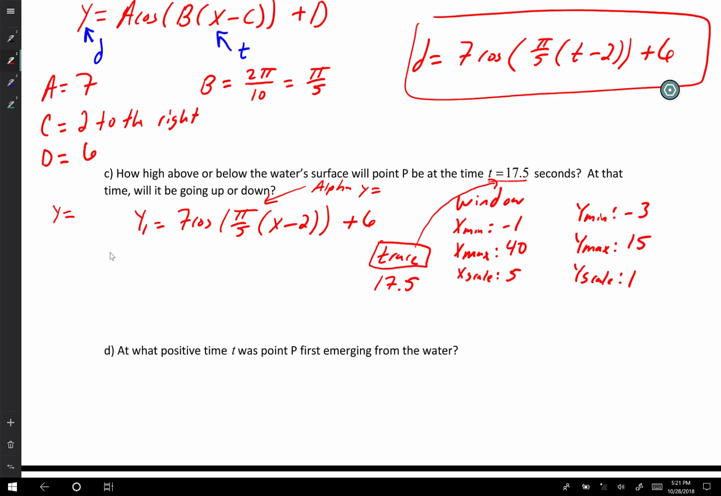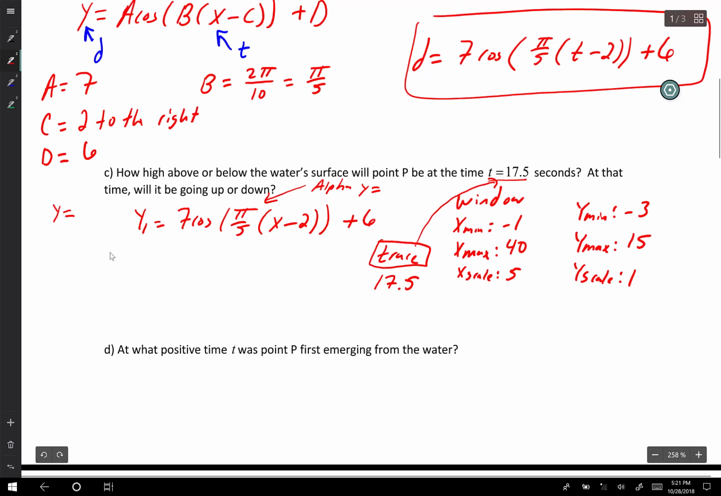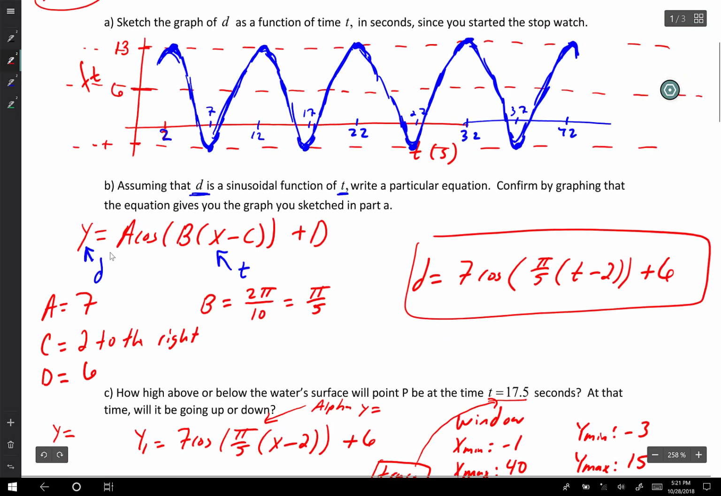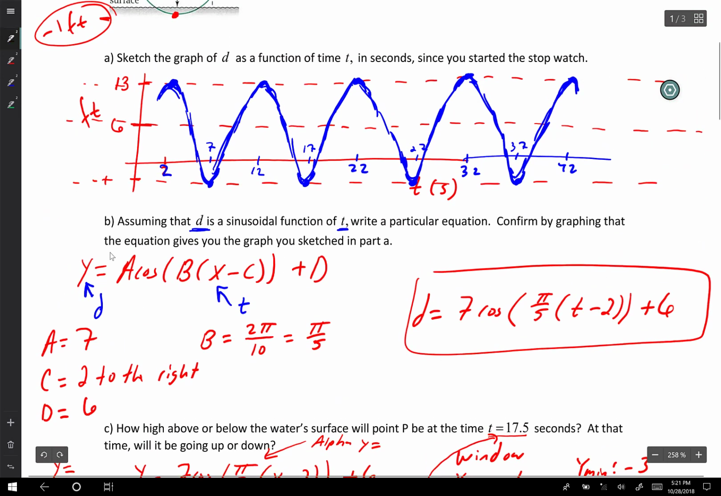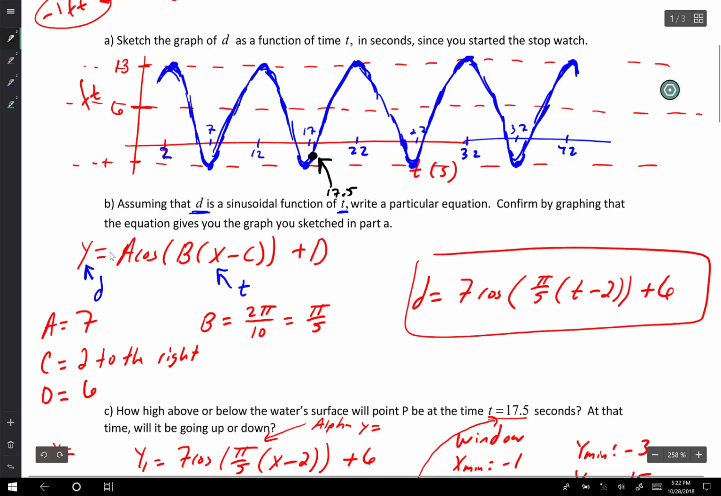17.5, and then push enter. Here's what I get. In the bottom, it tells me that my x value is 17.5, and then my y value is negative 0.657396. So you're right there, 17.5. And you can see, if you look at it very closely, it's going on the way up, because you read a graph left to right. So it's going on the way up here.